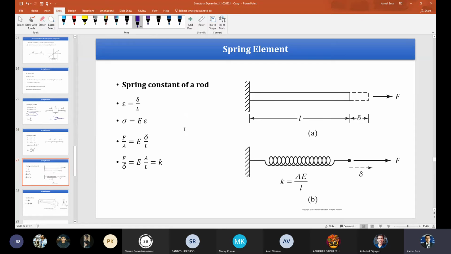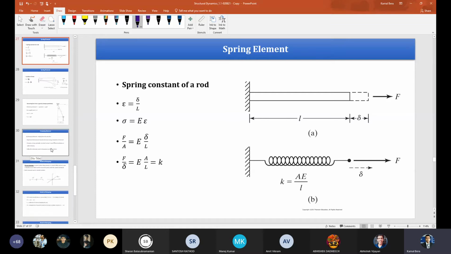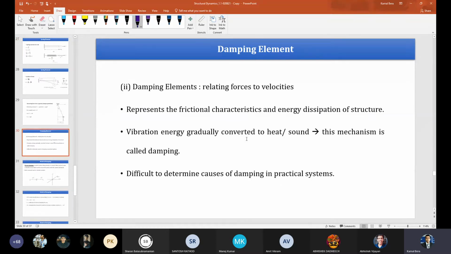Did I miss anything? Okay, I'll come to this later. What I have discussed is damping. The damping element relates the force to the velocity. It represents the frictional characteristic and energy dissipation of structures, and the vibrating energy is gradually converted to heat and sound. This mechanism is called damping.